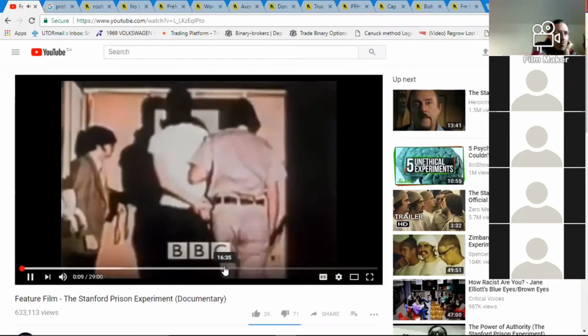I was the first one to be picked up, so they put me in a cell. They locked me in there in this degrading little outfit.